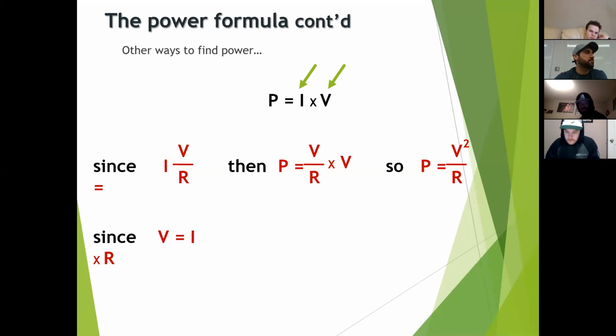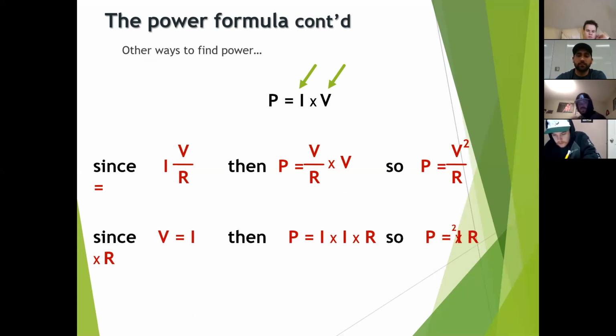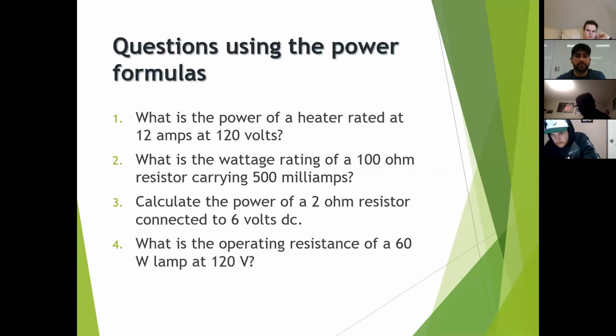So what if we wanted to substitute for volts? Well, volts is equal to I times R. Then we can substitute that I times R in for V, and we get P is equal to I squared R. All right, let's do a couple more examples. Give you another 2 minutes to figure these guys out.